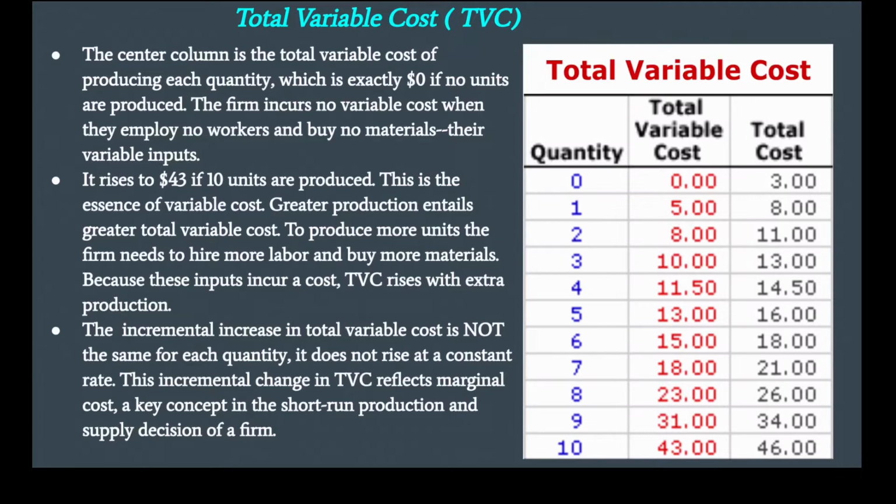To produce more units, the firm needs to hire more labor and buy more materials. Because these inputs incur a cost, TVC rises with extra production. The incremental increase in total variable cost is not the same for each quantity. It does not rise at a constant rate. This incremental change in TVC reflects marginal cost, a key concept in the short-term production and supply decision of a firm.